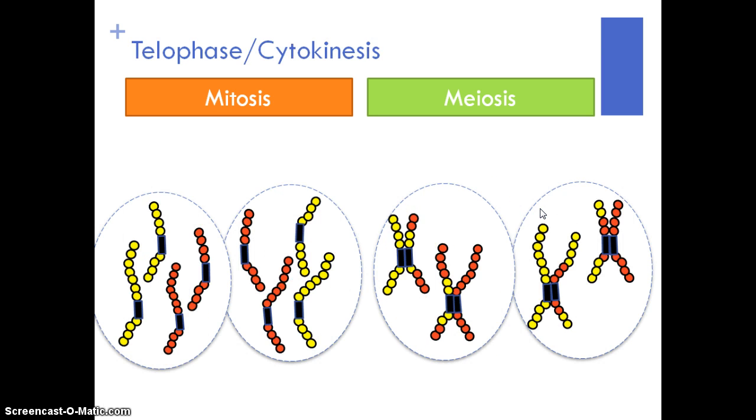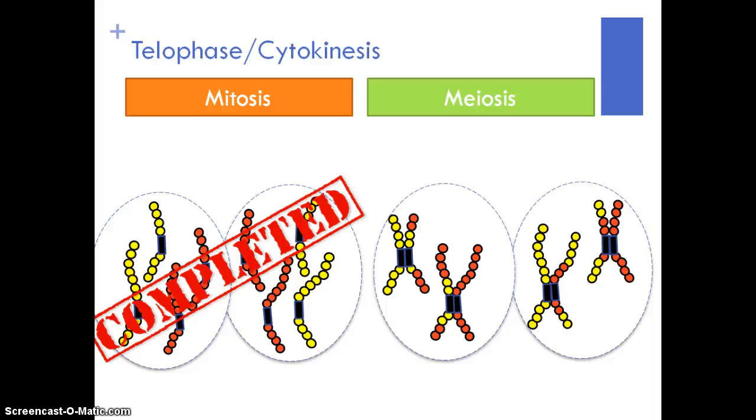Then during telophase and cytokinesis, the cells split apart. So after this step, we have 2 cells in both mitosis and meiosis. Now, if we look at mitosis, this process has been completed. There are 2 copies of each chromosome in the cell, and that process is finished. But if we look at meiosis, we still have our double-stranded chromosomes, which we do not want. So meiosis is going to go through all 4 stages again.